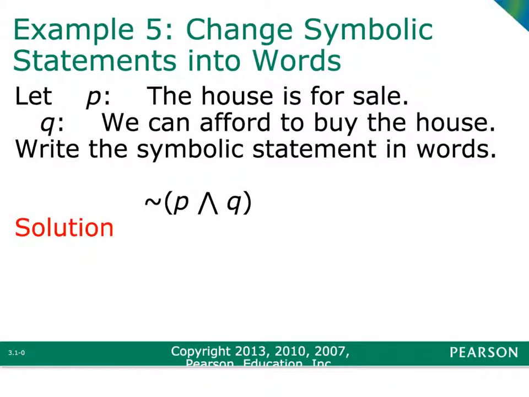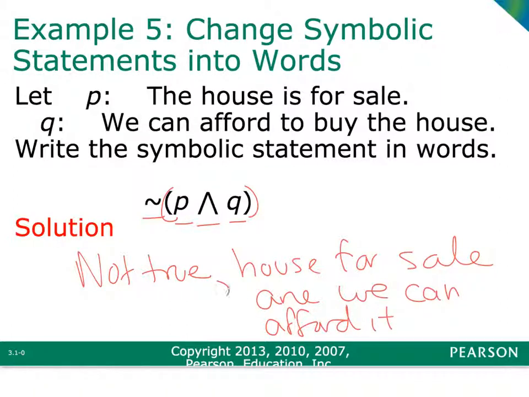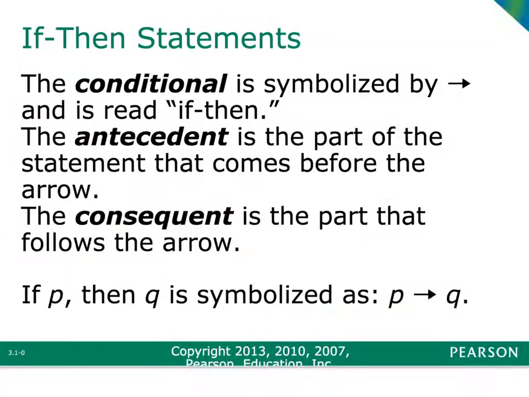Let's look at one more. Not, and then you have the quantity P and Q. Okay, so it is not true that the house is for sale and we can afford it. And you probably want to throw a comma in there.